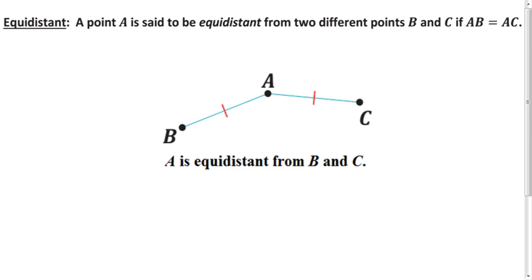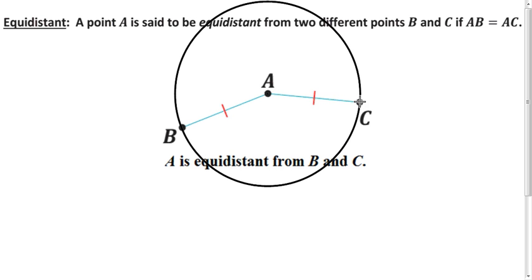And equidistant. Equal, distant, distance. We're talking about points here. We're saying that a point is equidistant from two other ones if those distances are the same. Now, what do you notice here? What do you think we could draw through B and C, where A would be in the middle? What shape would that be? Well, hopefully you're thinking back to the definition of a circle, because on a circle, every point on it is equidistant from the center. And so AC and AB are actually radii of a circle.